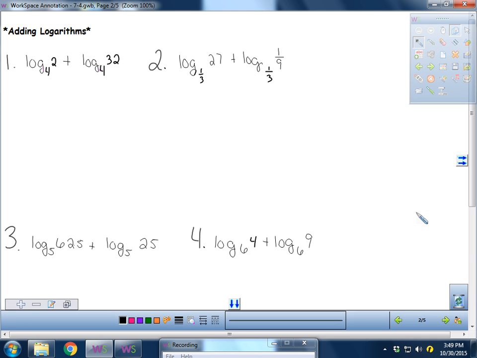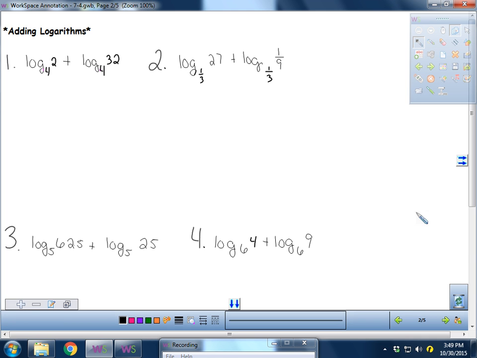One of the main things is to always look at your bases. You can only add two logs together that have the same base. You can only subtract logs that have the same base. So making sure you have the same base is really important.